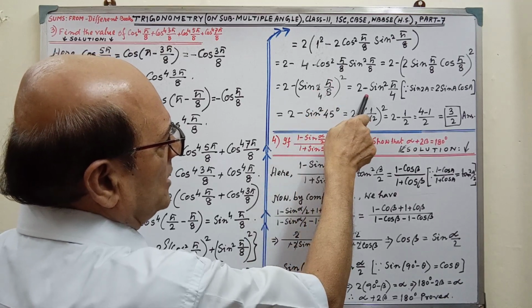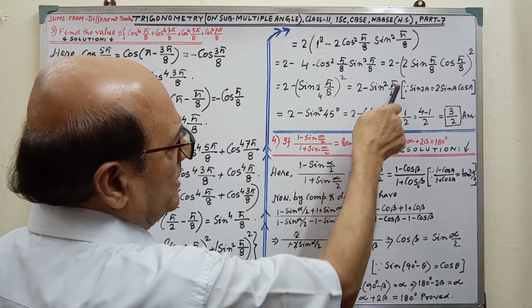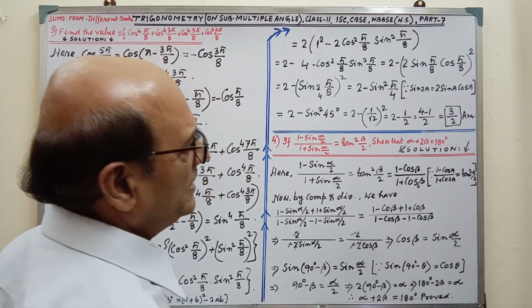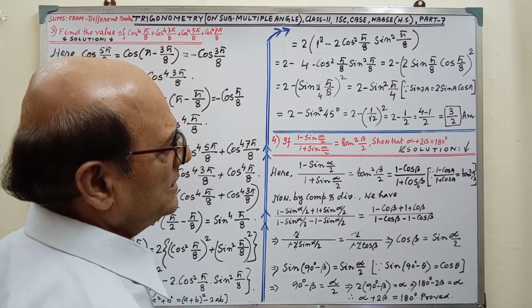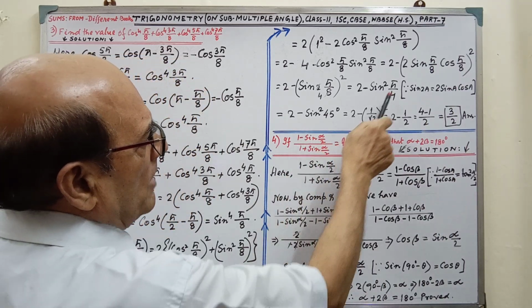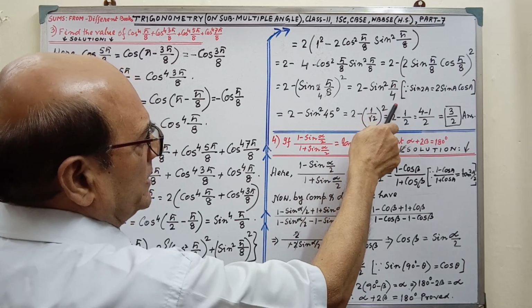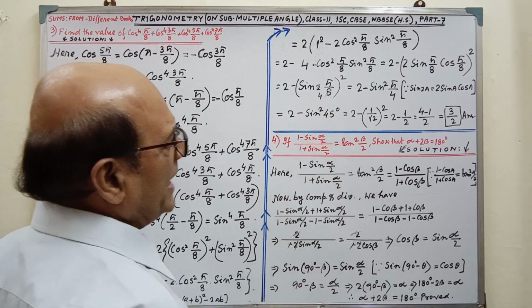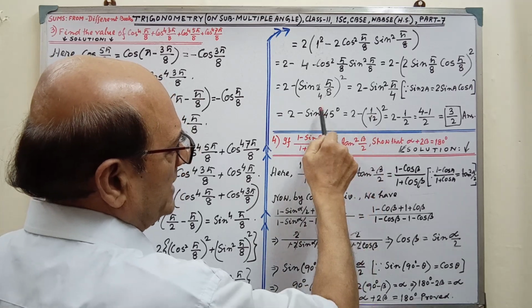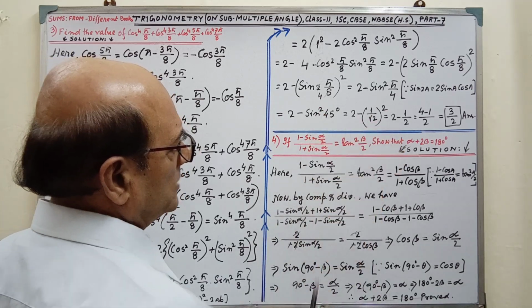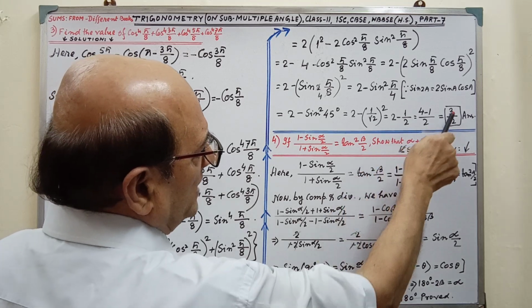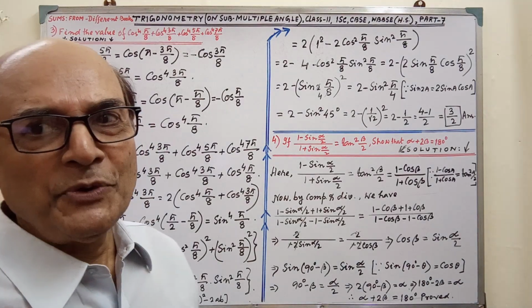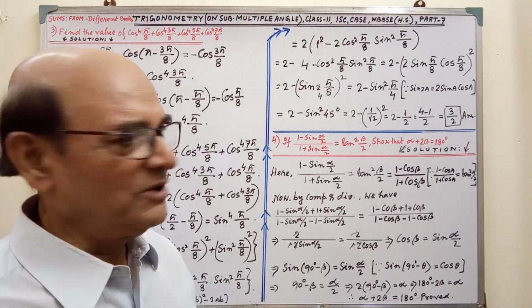By simplifying we are getting 2 minus sine square pi by 4, because this sine 2 theta equal to 2 sine theta cos theta. Now pi by 4, that is 45 degree. So value of sine 45, that is 1 by root 2, here is square, so we have to take it whole square. Then by simplifying we are getting the value, that is 3 by 2. This is the answer. If you follow the step attentively, then easily you will understand.